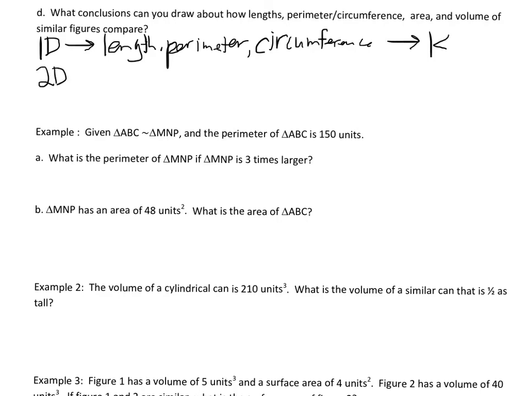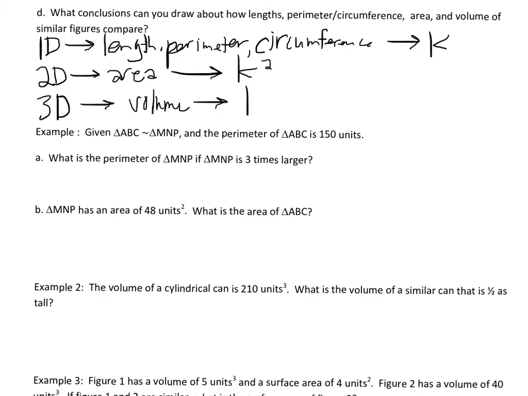If we have something in 2 dimensions, so something like area, or surface area, those types of things, our scale factor will be squared, so it'd be k squared. And then when we do something in 3 dimensions, like volume, we have k cubed. Those are how all of the scale factors relate to one another.